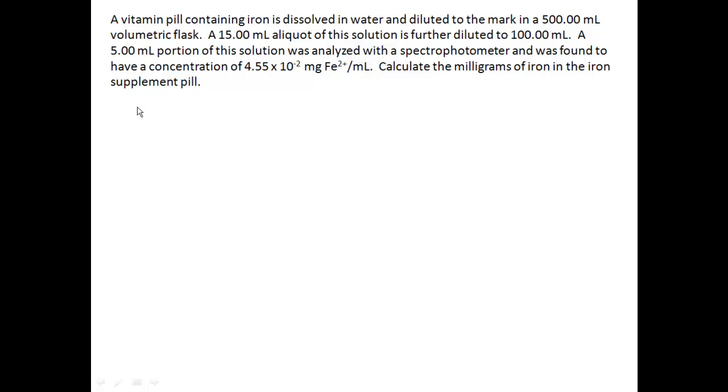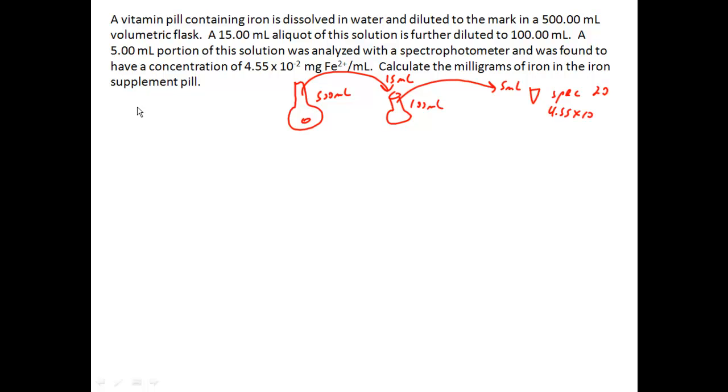So basically we have some flask, which is 500 mils. I have a vitamin in there. I dilute it and get it in. Then I took 15 mils of that. Okay. And I put that into 100 mils. Then I took 5 mils of that, put it in a cuvette, the spec 20, and I got 4.55 times 10 to the negative second milligrams of iron per milliliter.